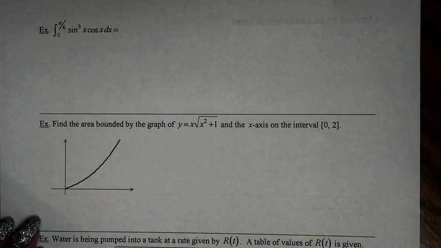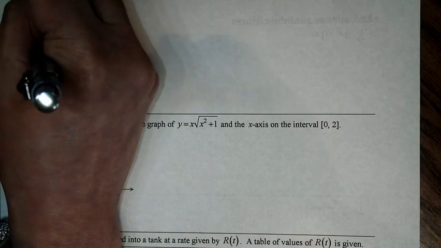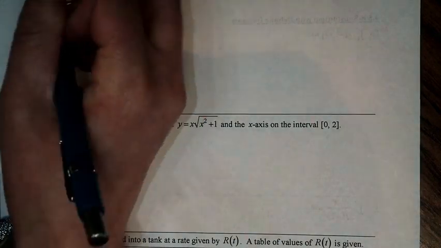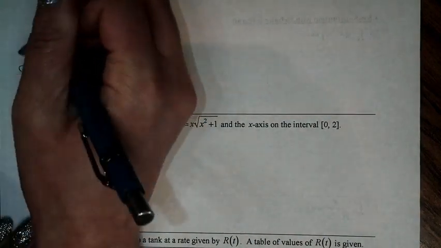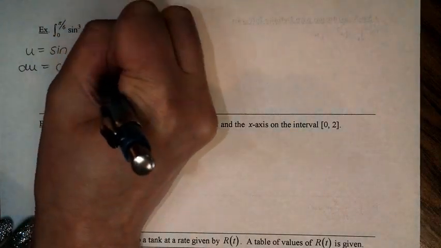So for this example, we have the integral from 0 to pi over 6 of sine power 3 of x times cosine x dx. The first thing that you can recognize is the power of 3. That's telling you what u is. u is going to be sine of x. Then the derivative of sine of x is going to be cosine of x dx.